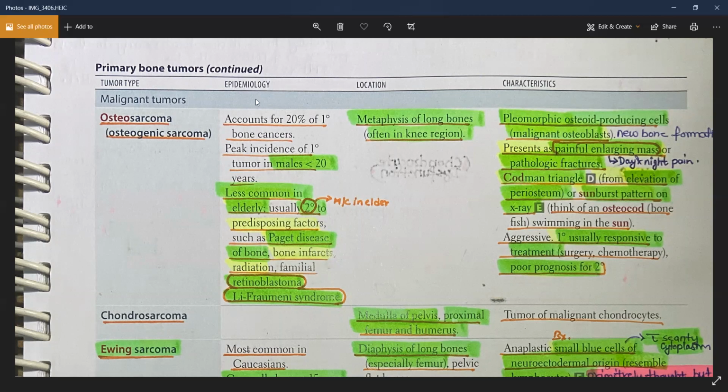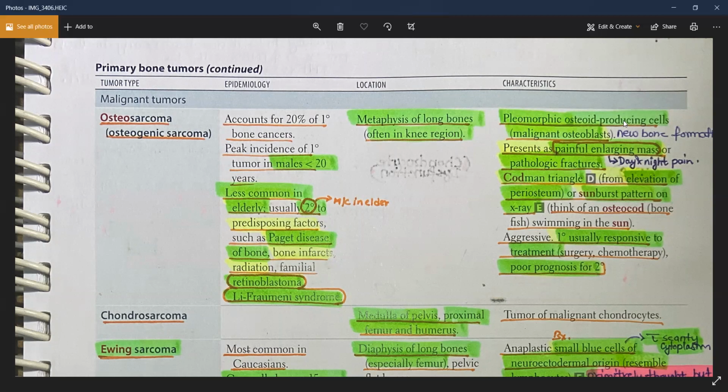Like the name suggests, it is an osteosarcoma. It is a tumor of the osteoblast cells, which form the bone. So it is like a bone forming tumor. It generally originates from the metaphysis of the long bones, often in the knee location. And what you can see is pleomorphic osteoid producing cells.